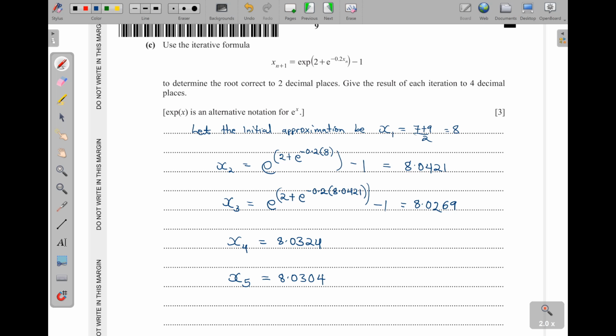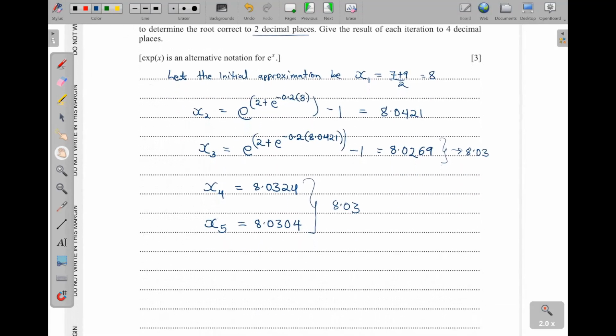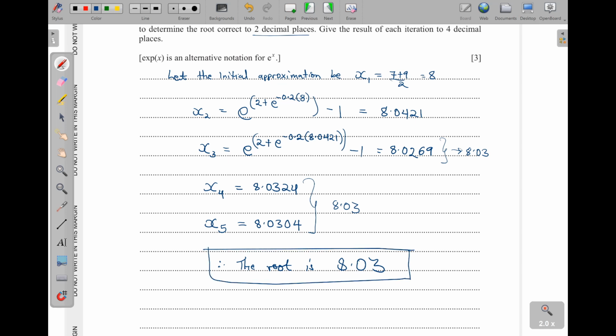Now, if you check these three, this one can go to 8.03 to 2 decimal places. Even these ones can go to 8.03. So when you get these 3 results giving the same value, you stop there. You don't continue with the iteration. So we can therefore conclude that the root is 8.03, to 2 decimal places.